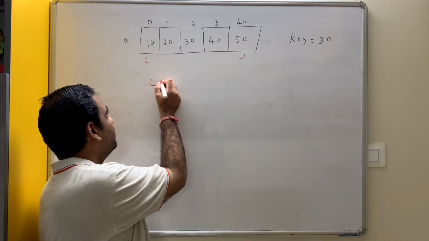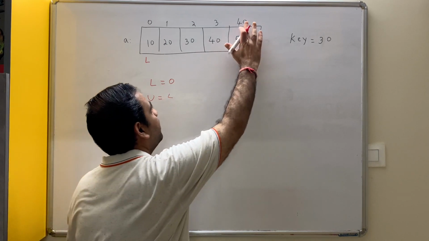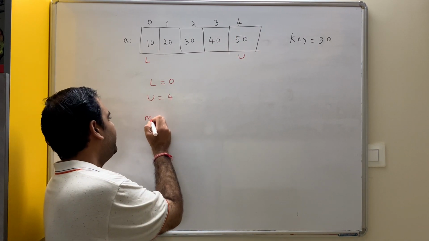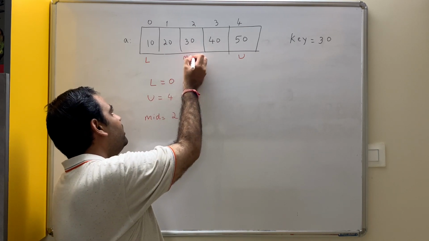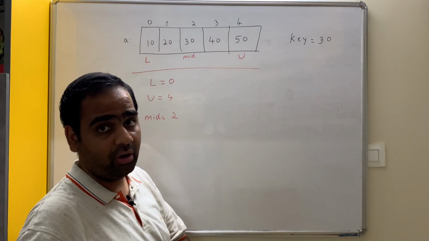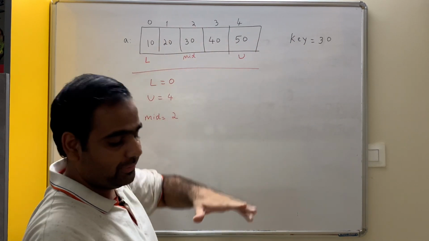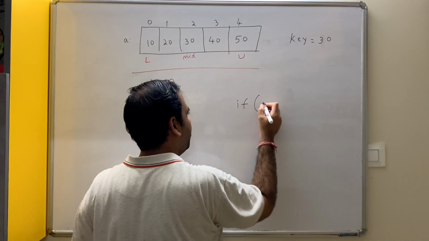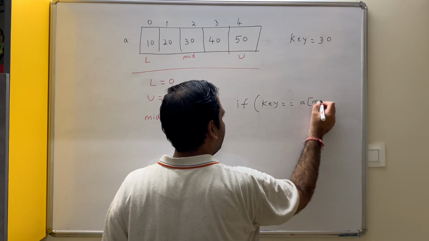Now, I write here lower limit is 0 to begin with. Upper limit is 4 to begin with. You find the midpoint. How do you find the midpoint? Lower limit plus upper limit divided by 2 and the midpoint will be 2. This is where the midpoint is. Now you compare. You are comparing: is 30 equal to A of mid? I am comparing if the value of key is equal to A of mid. Now what is the value of mid?